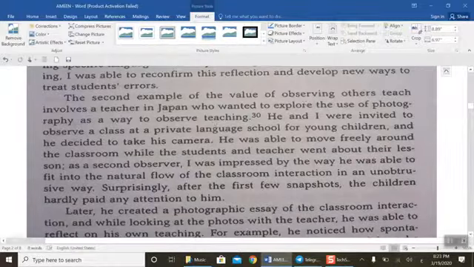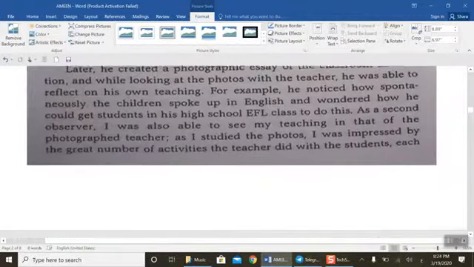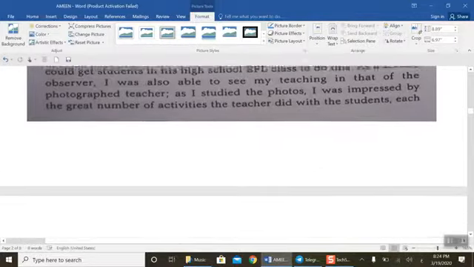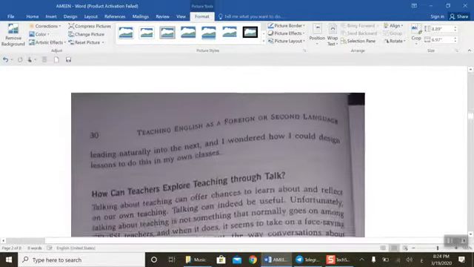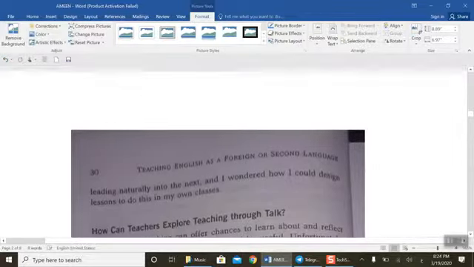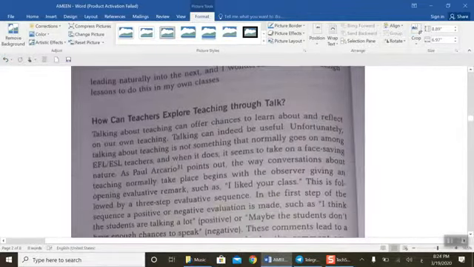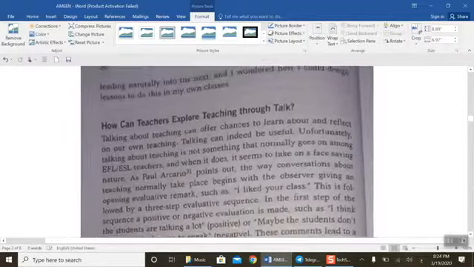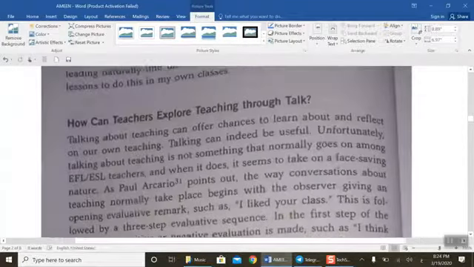This is another example about a Japanese teacher. You can read it and you can comment. Please, I want you to read and comment about this. How can teachers explore teaching through talk?